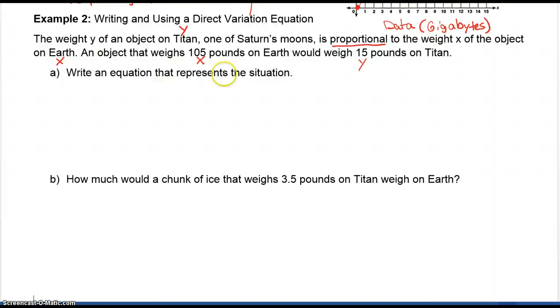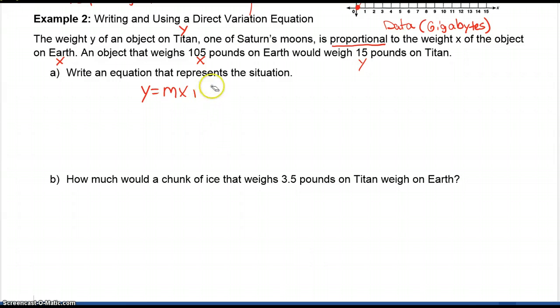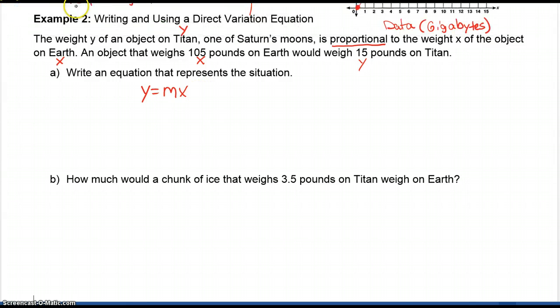So we're supposed to write an equation that represents this situation. We know it's proportional, that's what we're talking about. So the equation is going to be in that form that we just talked about. Y equals mx plus b. Oops, sorry, no plus b. That's for another day. Getting ahead of myself. So y equals mx. Sorry about that. Let's go back to here. So y equals mx.